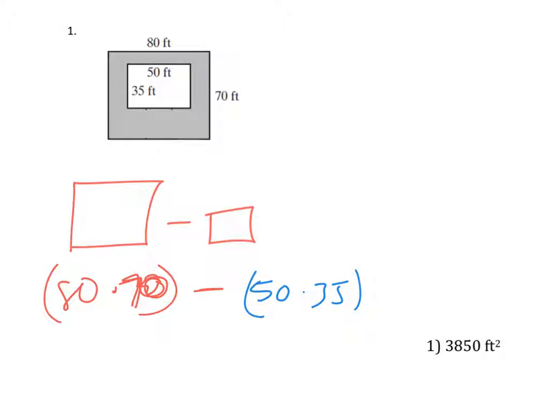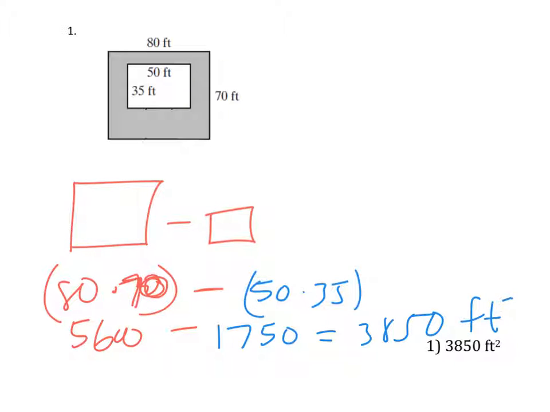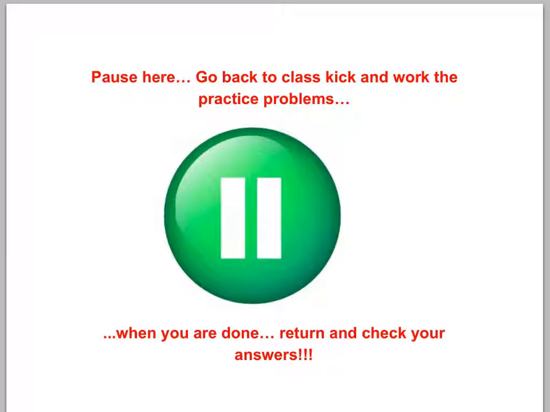Alright. So 80 times 70 is 5,600. And 50 times 35 is 1,750. And if you subtract that out, you will get 3,850. And again, it's area, so it's feet squared. Remember, area is always squared. Just going to pause here, go into class kick, work one, come back to check it.